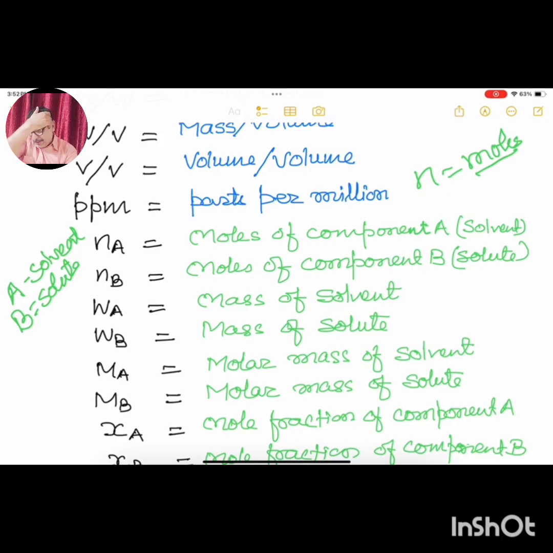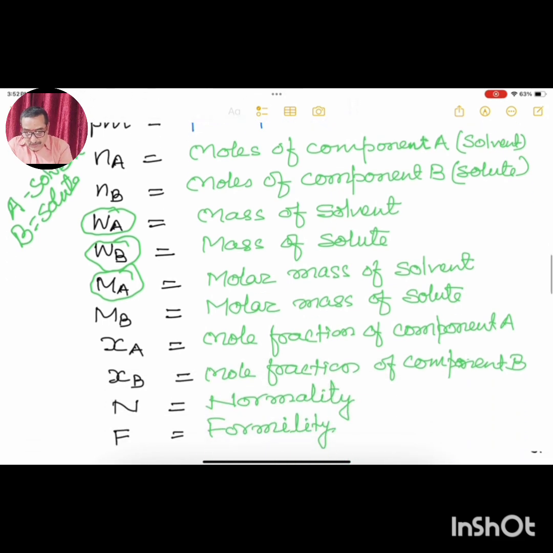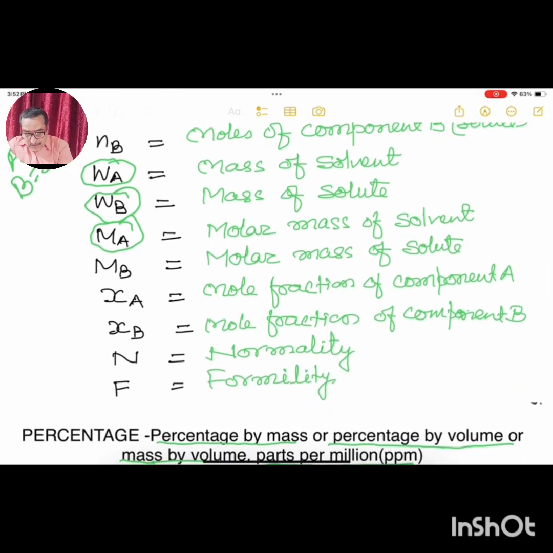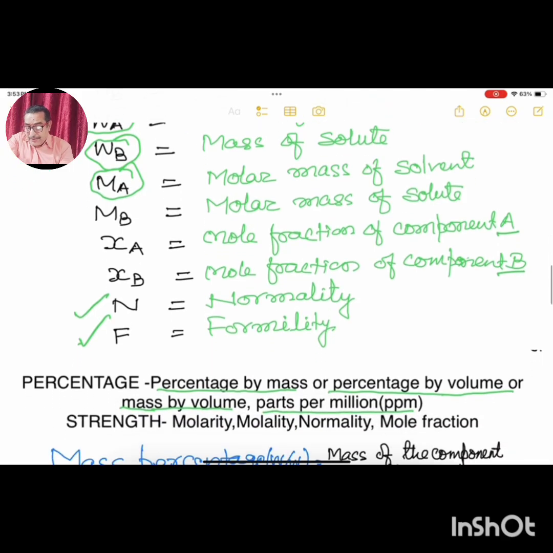In the previous video, I already discussed how physical chemistry is divided into two parts, theory and numericals. Similarly, you see here WA is the mass of the solvent, WB is the mass of the solute, MA is the molar mass of the solvent, MB the molar mass of the solute, XA the mole fraction of component A, and XB the mole fraction of component B. Normality is denoted by N, and formality we also discuss here, that is F, the formality.